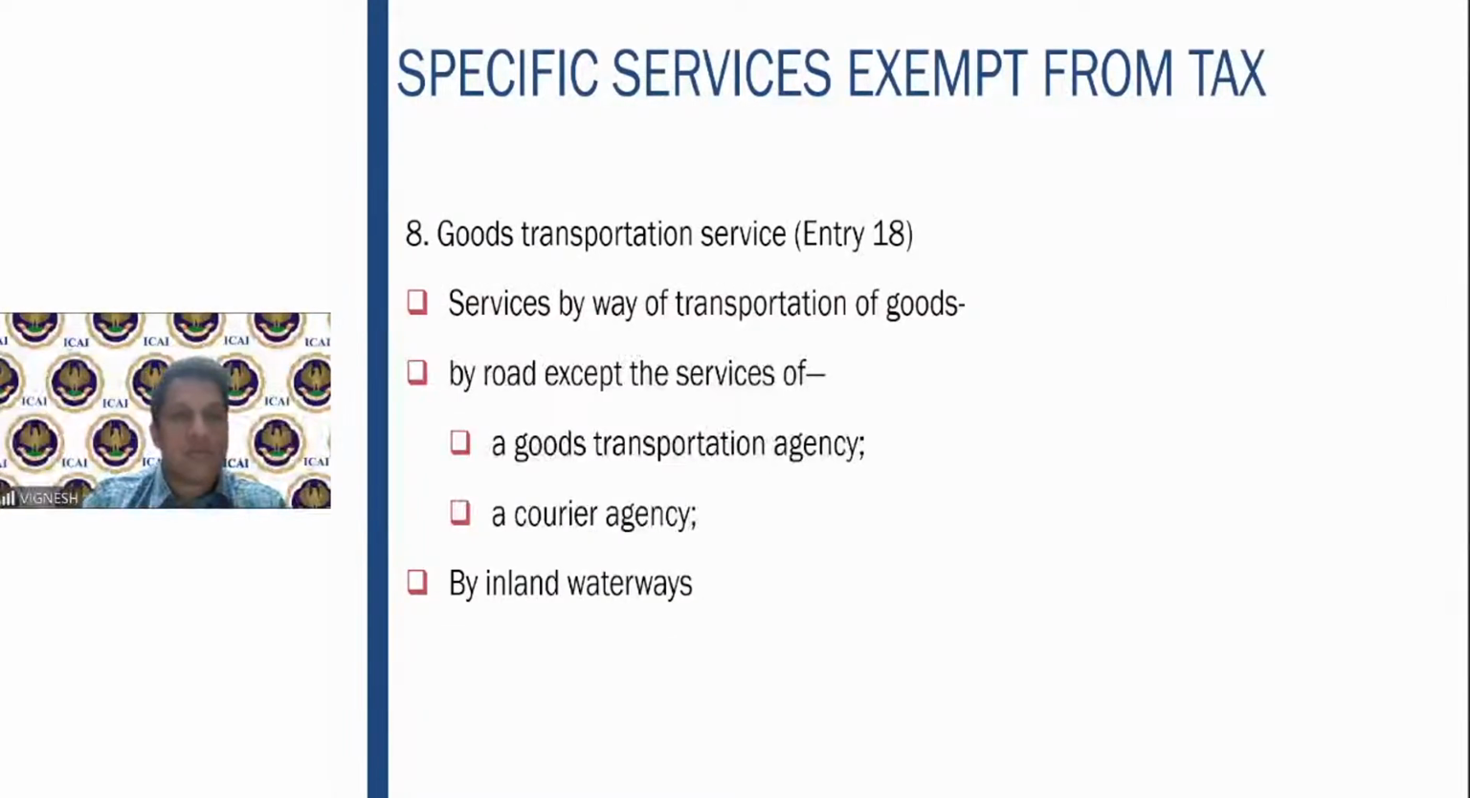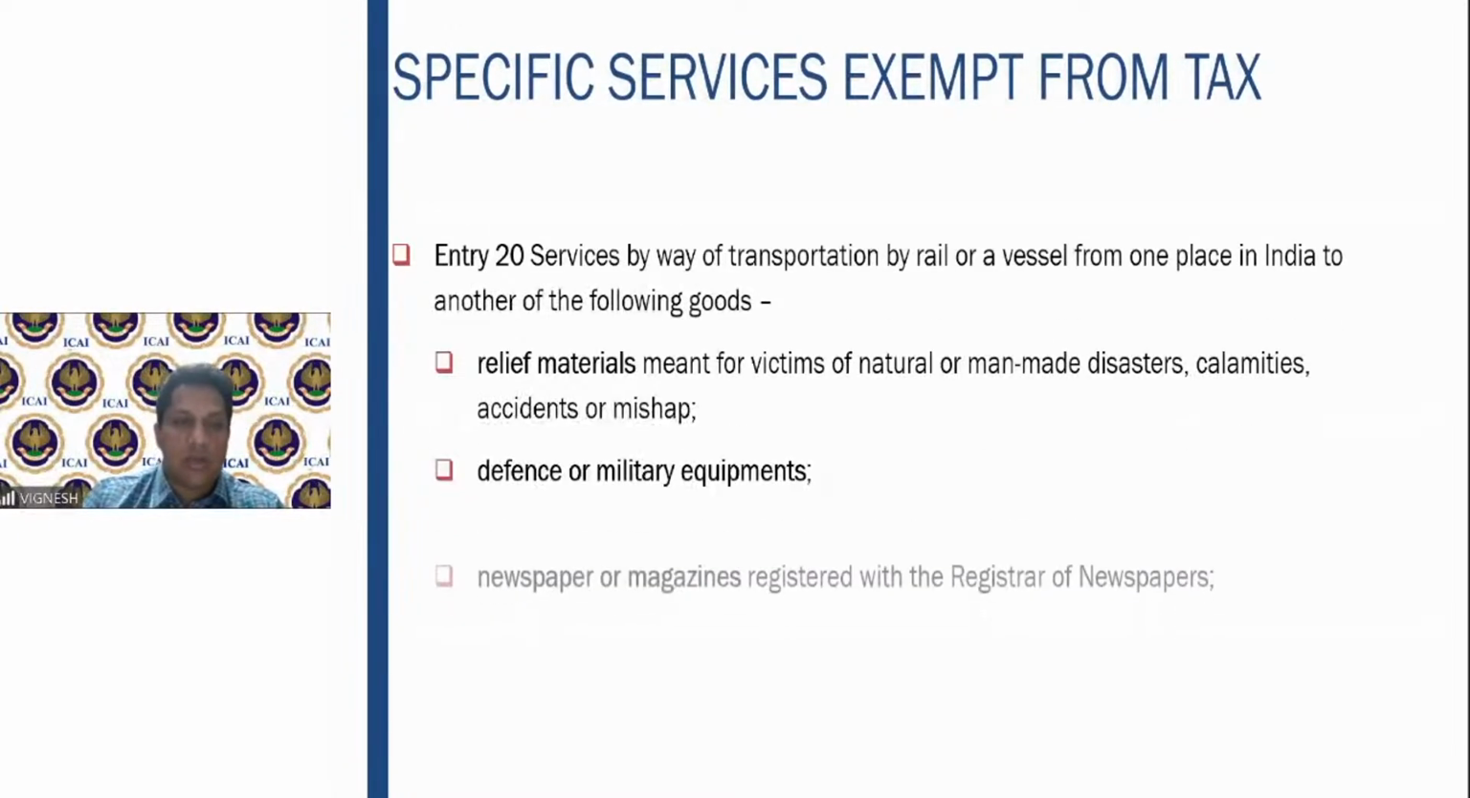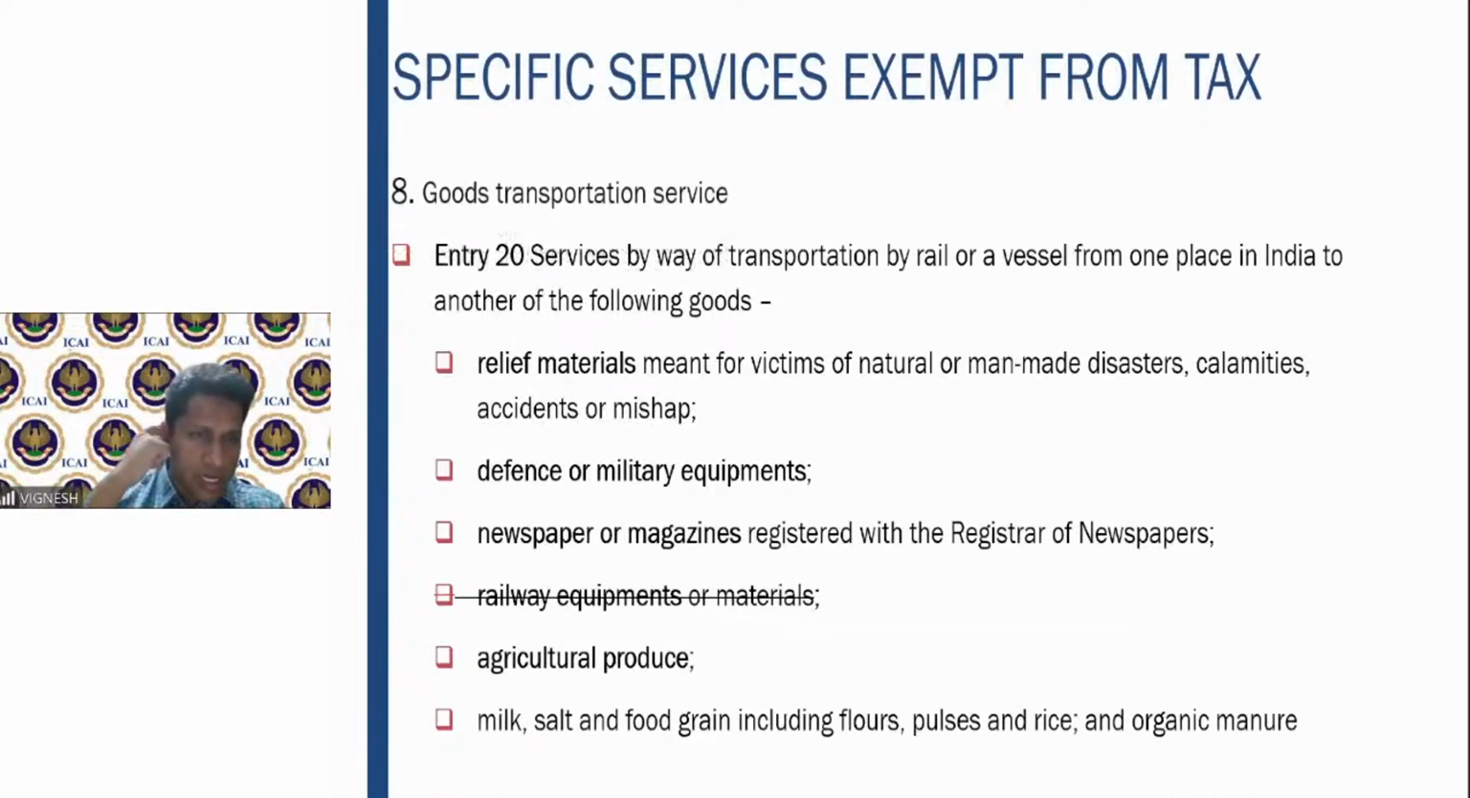Then services by way of transportation of goods by road except services of goods transport agency or courier agency. Transportation of goods other than GTA or courier agencies is exempt. Inland waterways means within the country only, between two places through a boat, where transportation of goods happens. That is also exempt. Then here also amendment has happened.